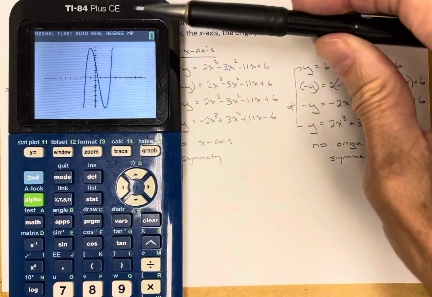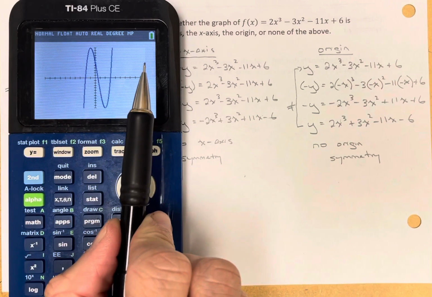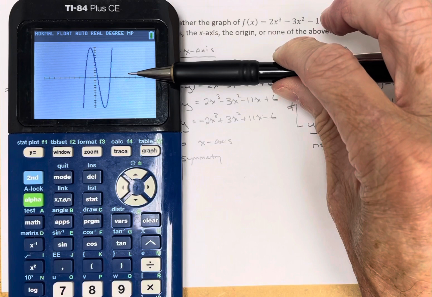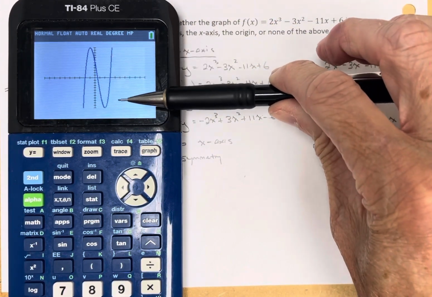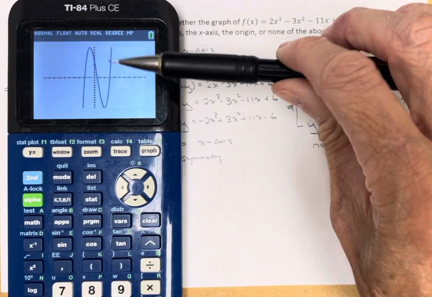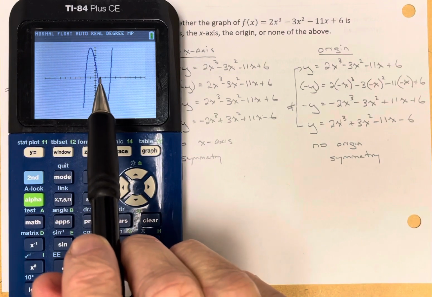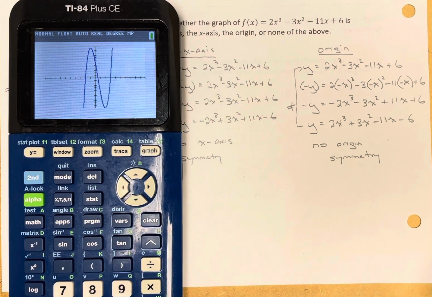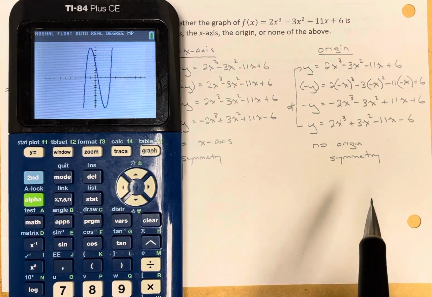You can certainly see that it's not symmetrical with respect to the y-axis. The left side does not map to the right side, and the right does not map to the left. You can see it's not symmetrical with respect to the x-axis. The top does not map to the bottom, and the bottom does not map to the top. And finally, if I put a pin in at the origin, which is just to the left of where it crosses here, it requires a full 360-degree spin to get back on itself. And because it requires a full spin, it is not symmetrical with respect to the origin.